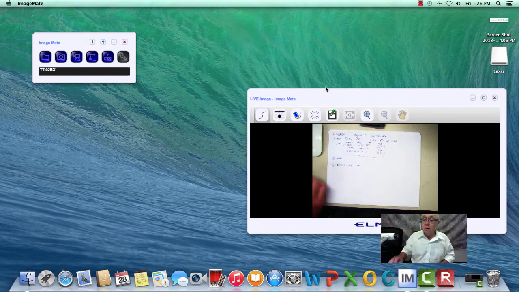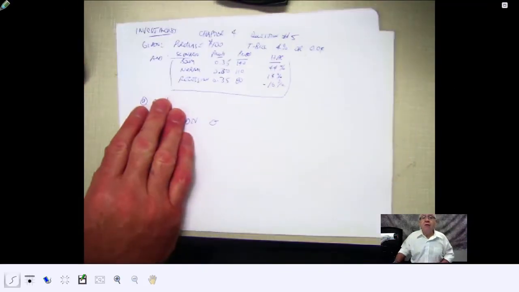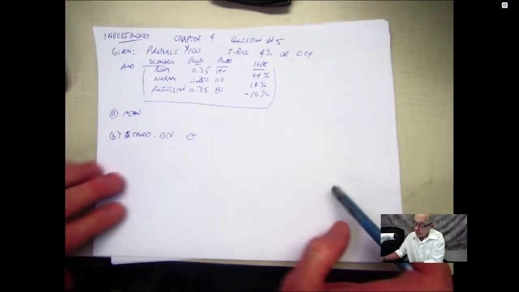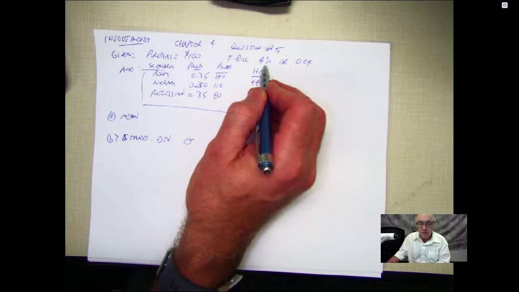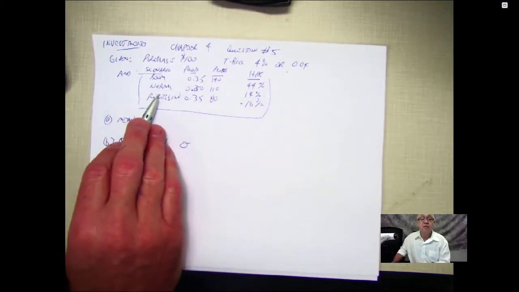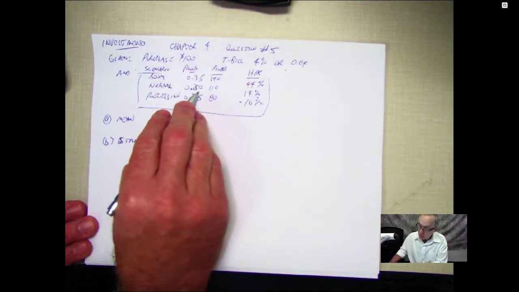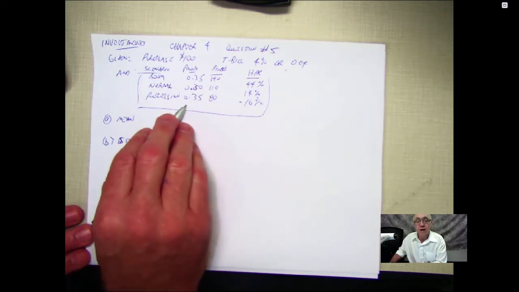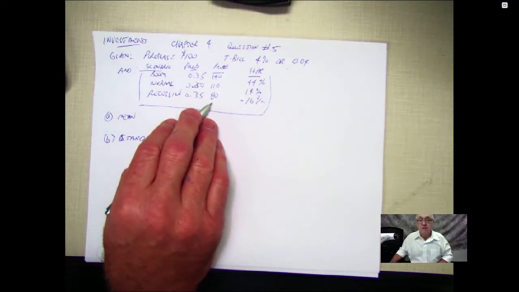Okay. So let's go to full screen. I've written out where we start, the information that we're given. Our purchase price is 100, Treasury bill rate is 4%. Probabilities: in a boom economy 0.35, in a normal economy a probability of 0.30 and a price of 110. Recession, 35% probability and price drops to 80.